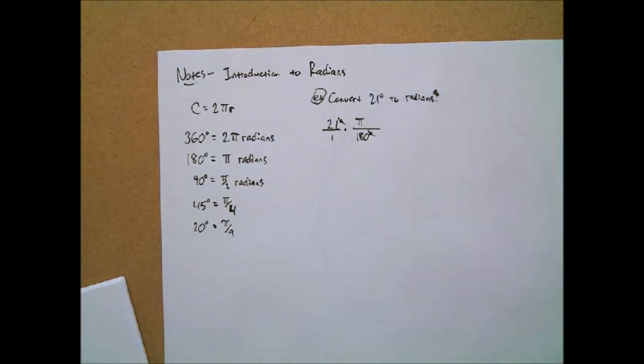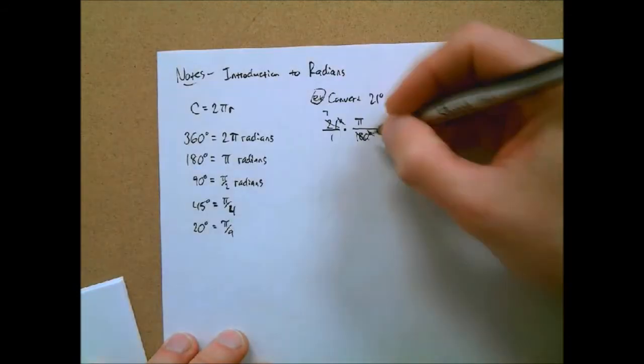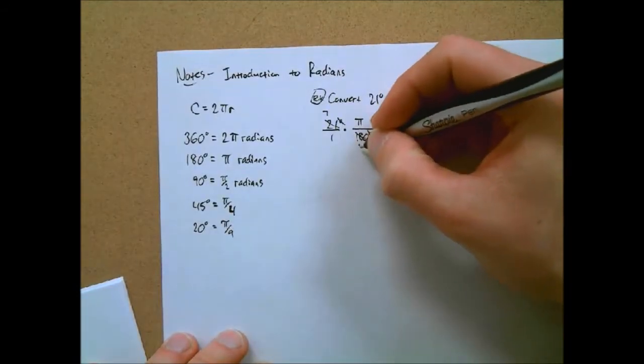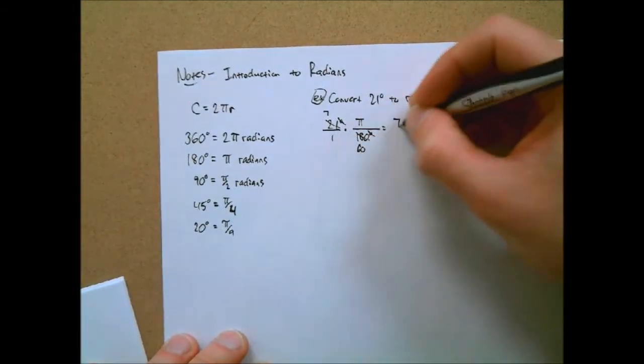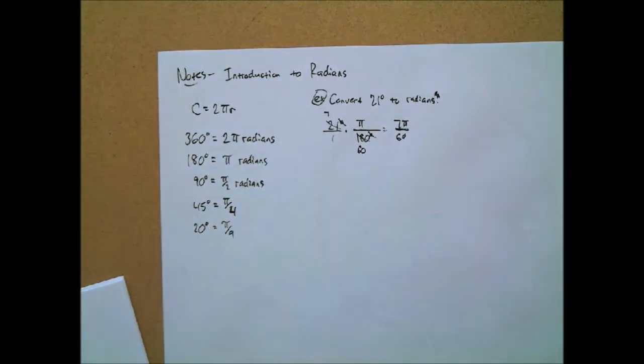So 21 pi over 180. But of course we can simplify that some, can't we? The 21 and the 180 both can divide by 3. So we really have 7 pi over 60. Okay, 7 pi over 60. That's using dimensional analysis.